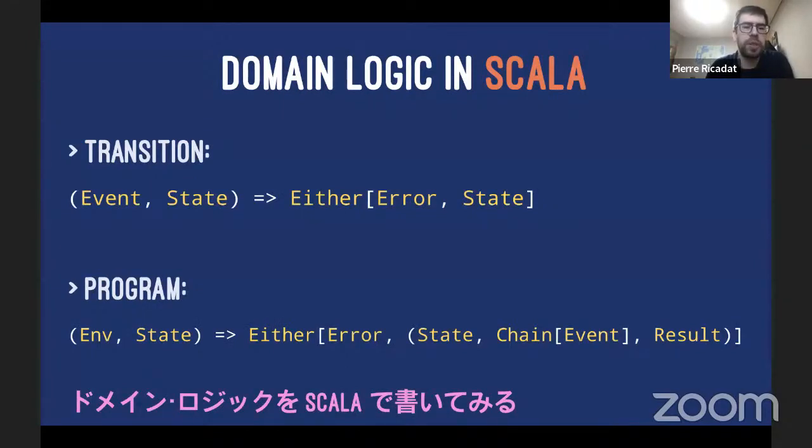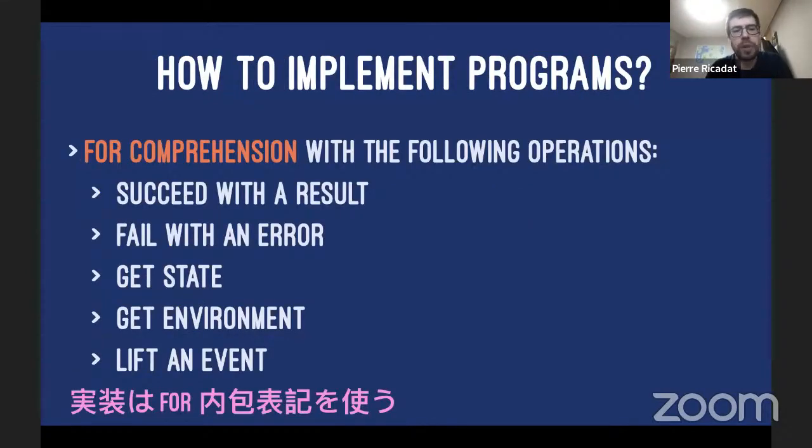A transition would be like a function from an event and a state to either an error or a new state. And a program could be seen as a function from an environment and a state to either an error or a new state, a list of events, and a result. So when we implement our domain logic, what we want to do is just write a simple for comprehension with those primitive operations of succeed, fail, get the state, get the environment, or lifting an event.